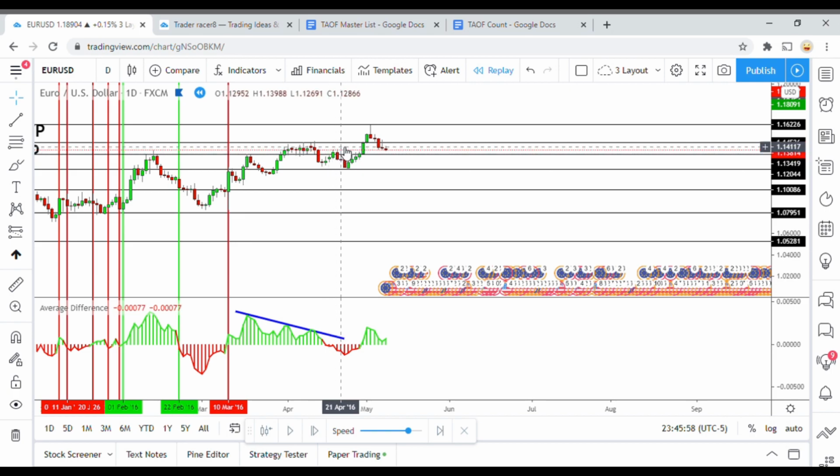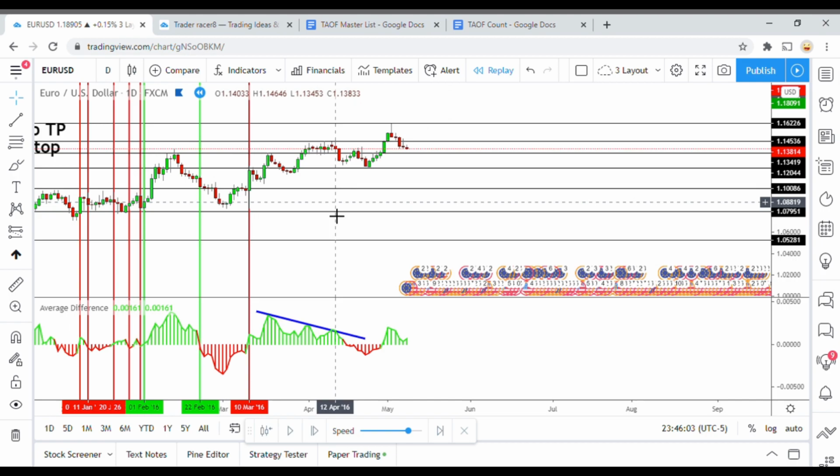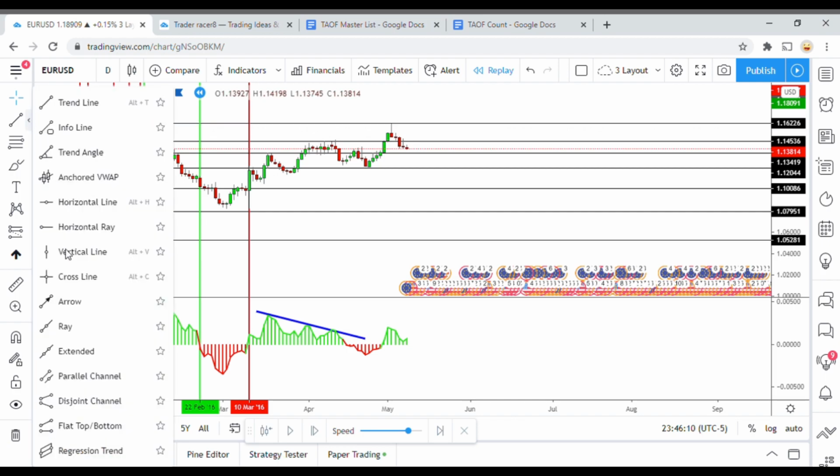Nope, it did not work out for us. Almost immediately started retracing back up, bouncing around here and not really following through on us.